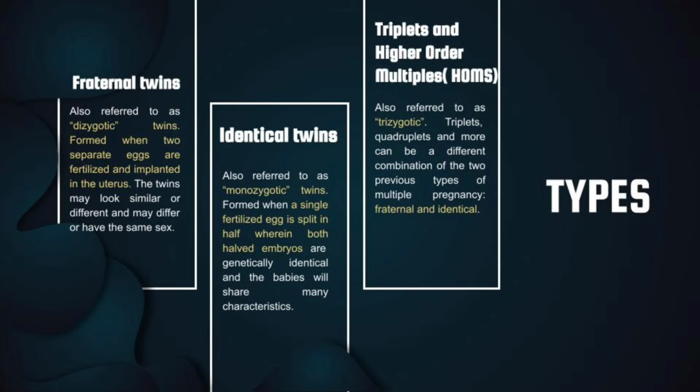Then we have the triplets and the higher order multiples, the HOMs. This is referred to as trizygotic triplets. So triplets, quadruplets, and many more can be a different combination of the two previous types of multiple pregnancy, the fraternal and the identical.